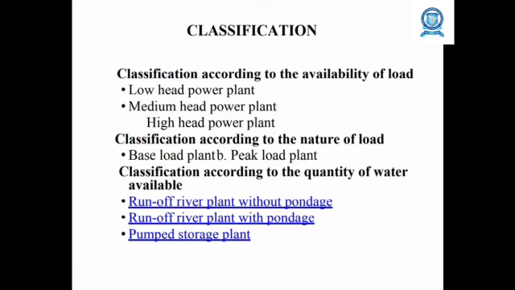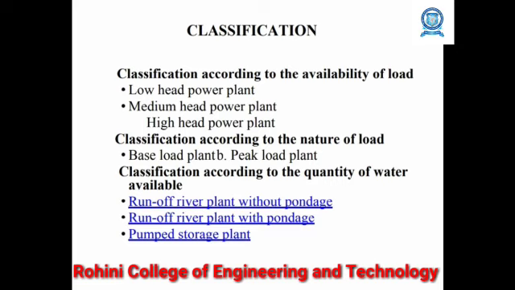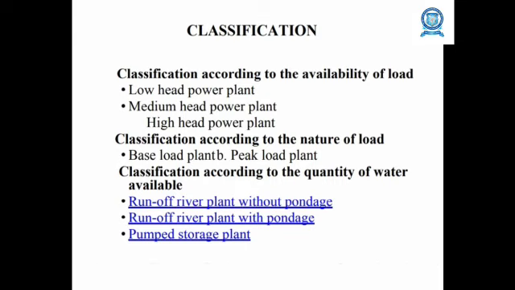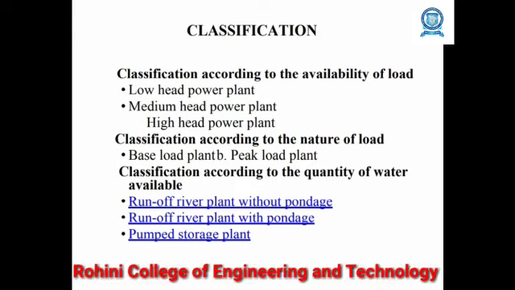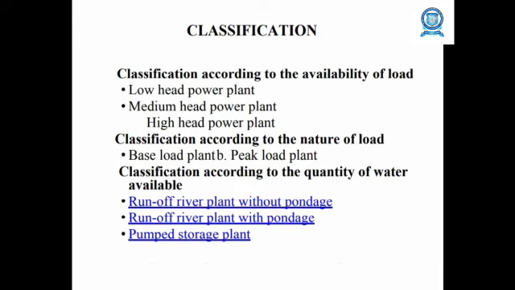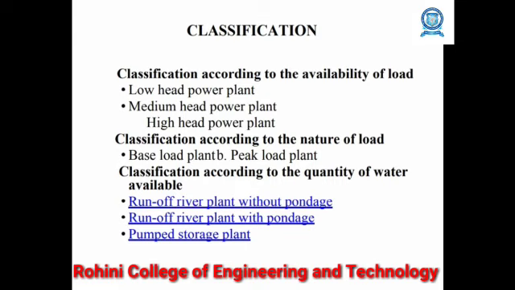The second classification is according to the nature of load. The first one is the base load plant and the second one is the peak load plant. The third classification is according to the quantity of water available: the run-of-river plant without pondage, the run-of-river plant with pondage, and the pumped storage plant.